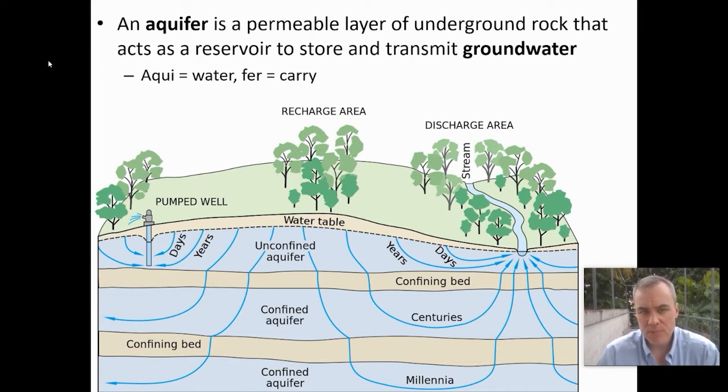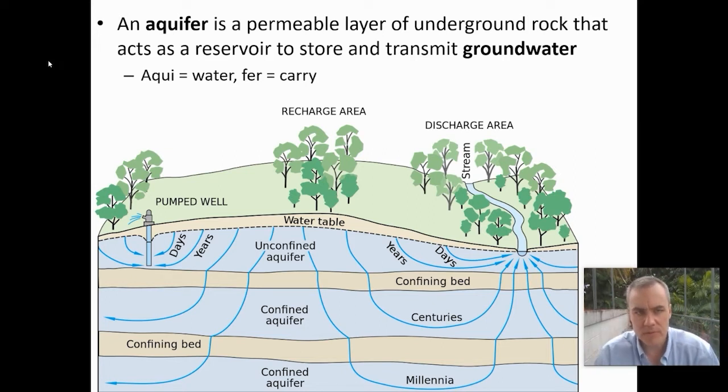Aquifer, that's a permeable layer of underground rock, as you see in the diagram, that becomes a reservoir that stores and transmits groundwater. Okay, so it's a little confusing because the aquifer is not actually the water itself. The water is just groundwater, but the aquifer is the rock with the holes in it, like Swiss cheese, that holds the water.